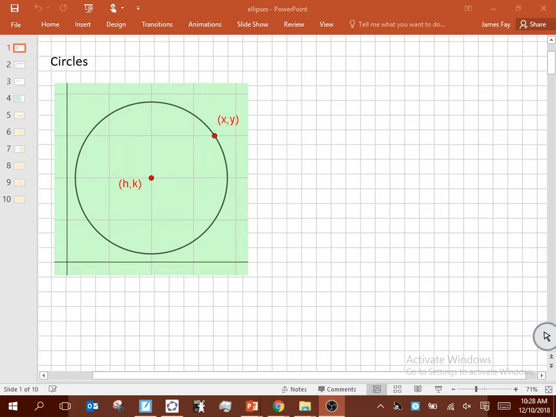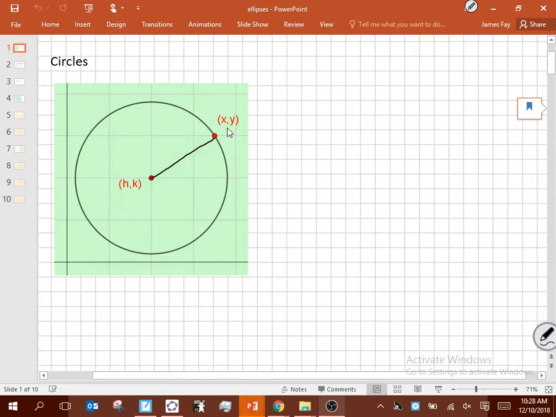Okay, this is going to be the introduction to circles and ellipses. Briefly talking about circles. Every circle has a general equation, and I just want to show you how that general equation is derived. The first thing is that we just choose some center of our circle, (h, k), and then any point that is on our circle.